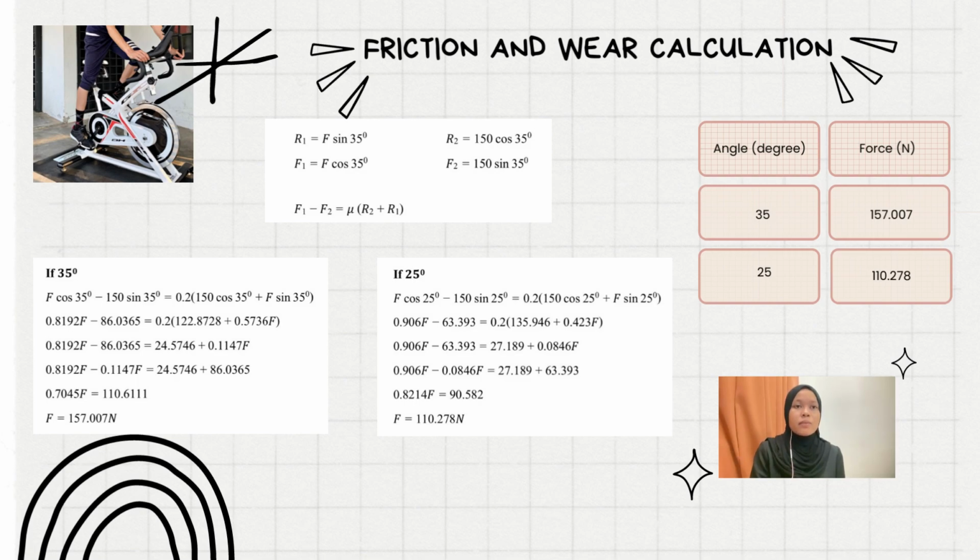When riding a bicycle, the bike pedal often holds the rider's foot at an angle. By utilizing the formula F1 minus F2 equal to coefficient times R2 plus R1, the force may be calculated by solving the x-axis and y-axis components of the inclined plane. In order to prevent slipping, the user of an indoor cycling bike usually uses an angle of 25 degrees to 35 degrees in relation to the pedal. The force exerted by the user's feet on the pedal is assumed to be 150 Newton, and the coefficient of friction between the pedal and the user's shoes is assumed to be 1.2.